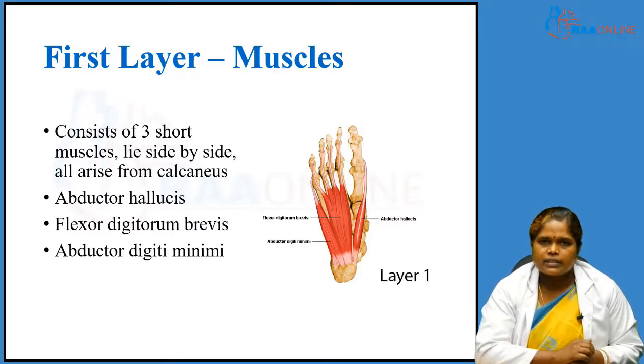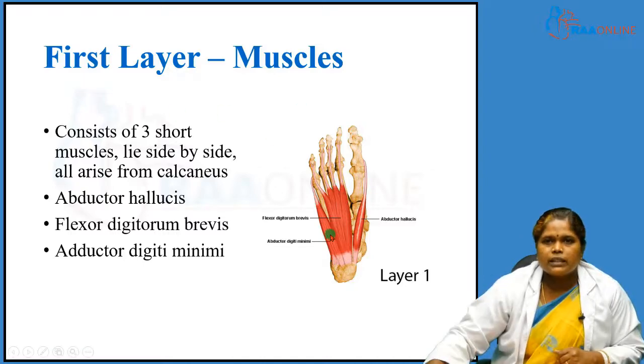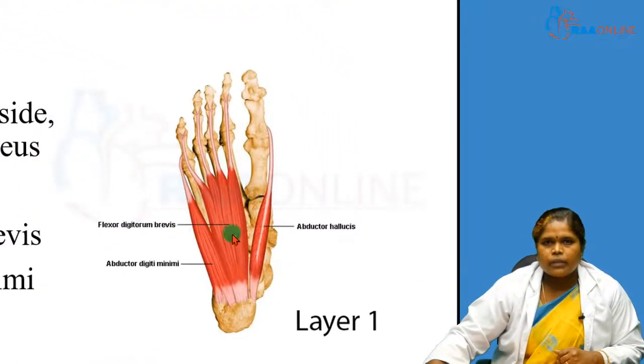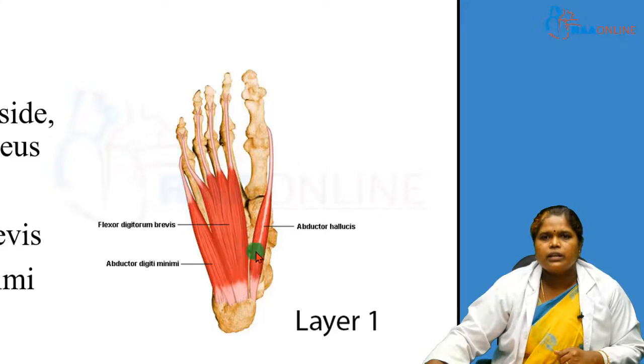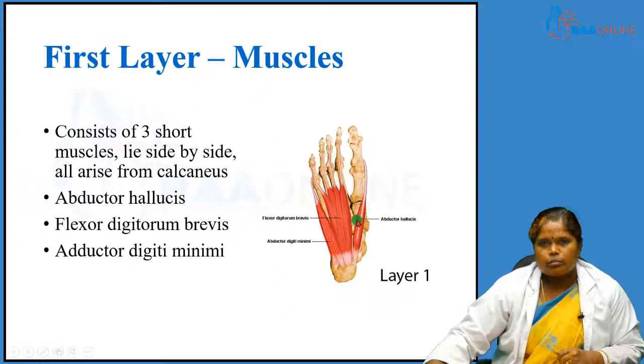So let's start with the first layer. It consists of three short muscles. These muscles lie side by side, and all three arise from the calcaneum. The medial most muscle is Abductor Hallucis, the middle muscle is Flexor Digitorum Brevis, and the lateral most muscle is Abductor Digiti Minimi. These are all the muscles in the first layer.